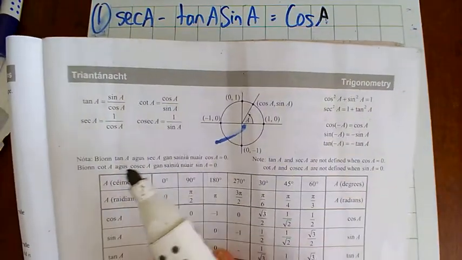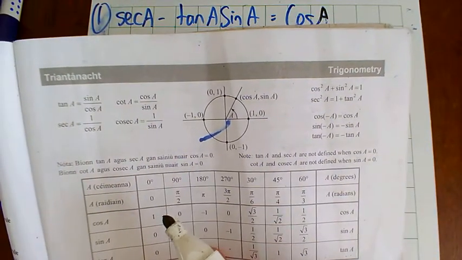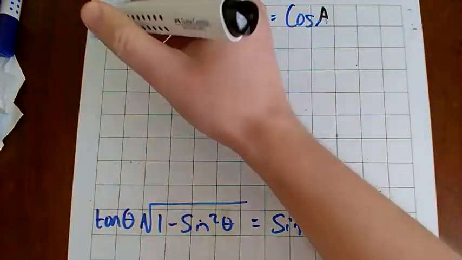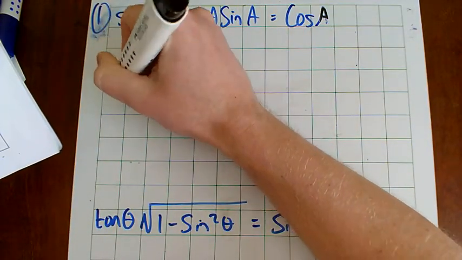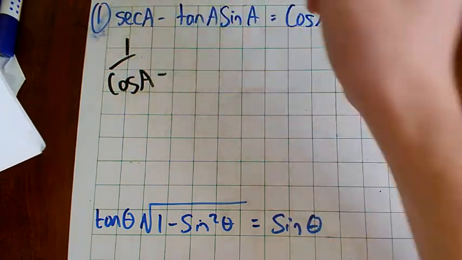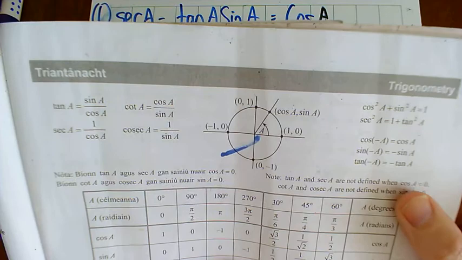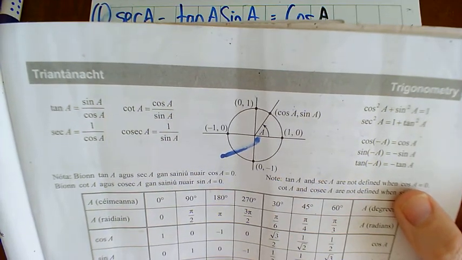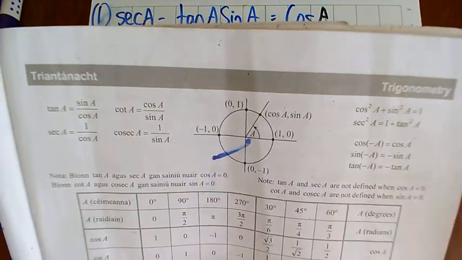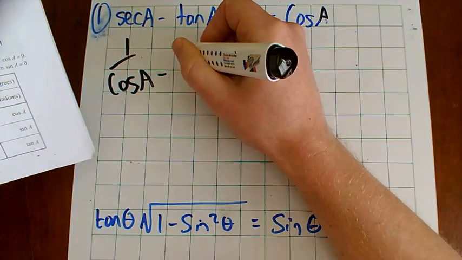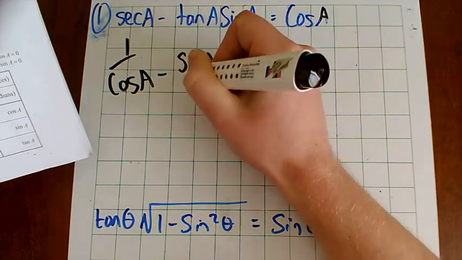Is there anything that we could change sec to in terms of cos? And there is. Look, sec A is 1 over cos A. So instead of sec A, I write 1 over cos A minus. Is there anything we can change tan to that will relate to cos? And there is, up here. Tan A is equal to sine A over cos A.